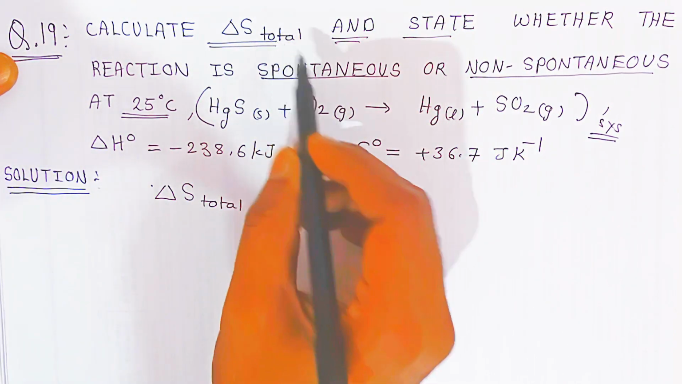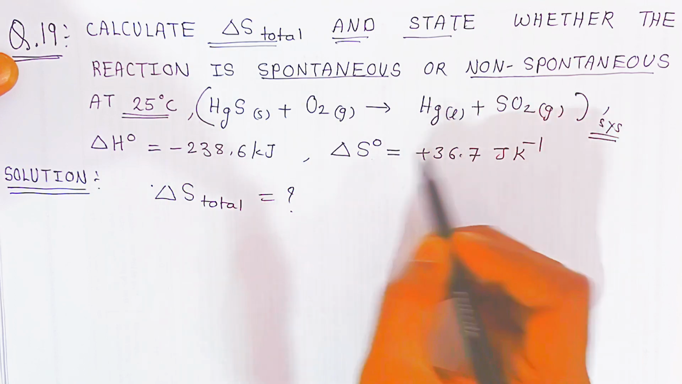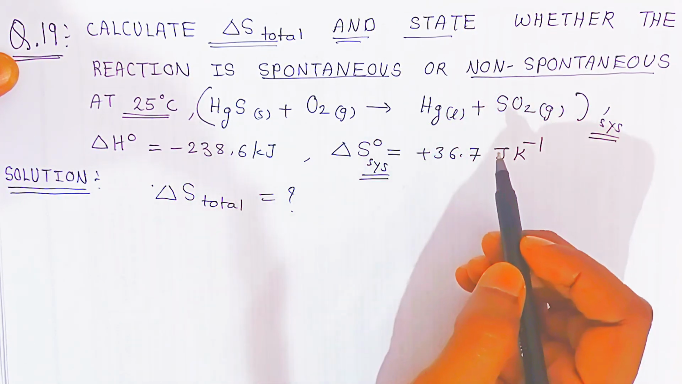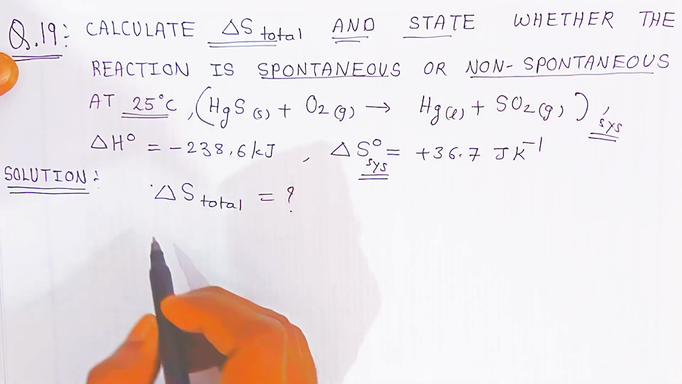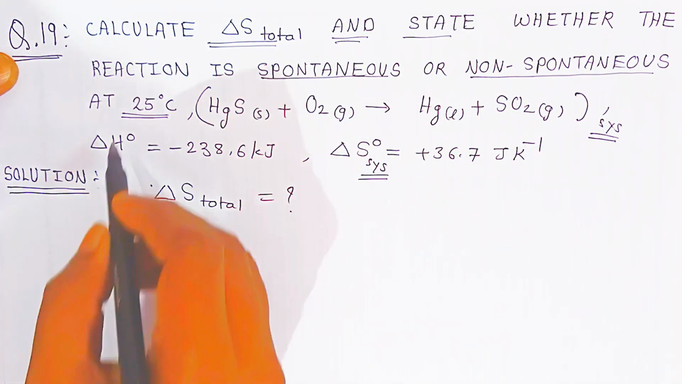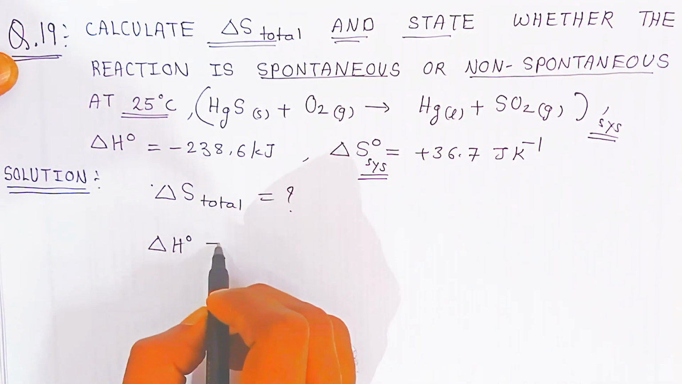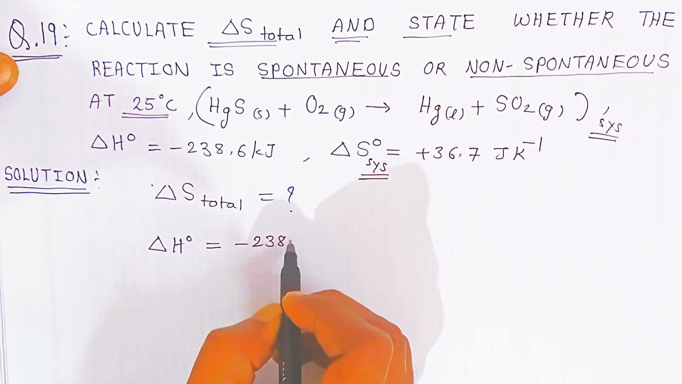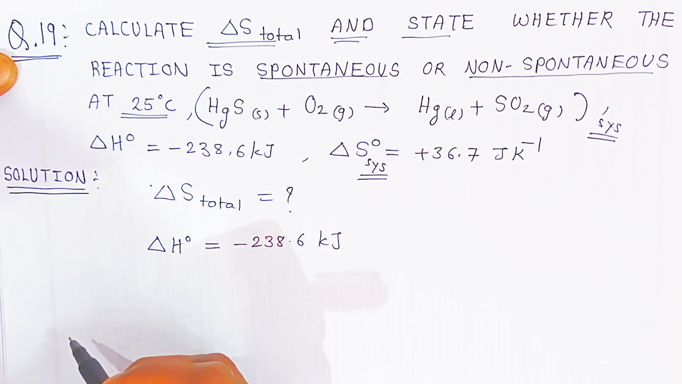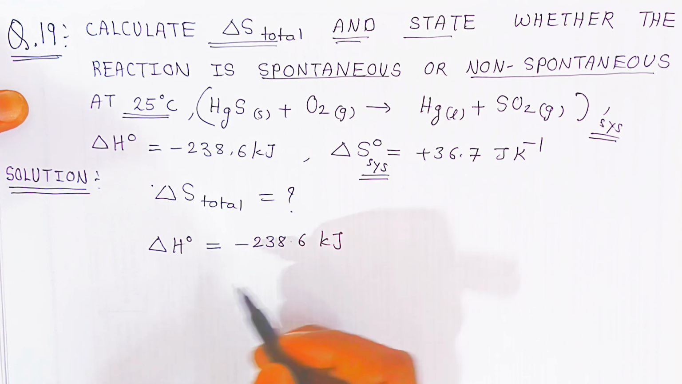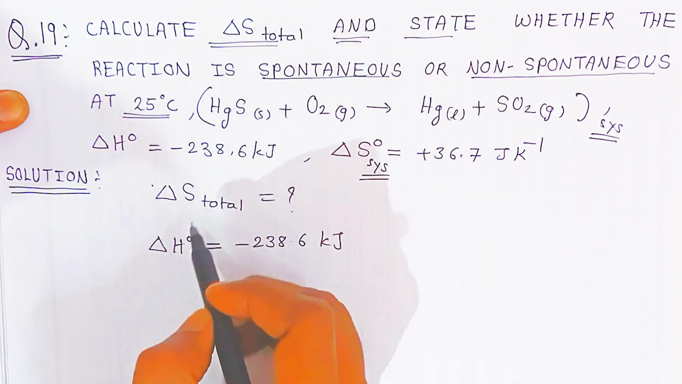For calculating the total entropy students, you should know the entropy of the surroundings also. Here the entropy of the system is given. What is given students? The standard enthalpy change is given, that is minus 238.6 kilojoule. Okay students, it is given to you. You have to calculate what? You are going to calculate the total entropy.